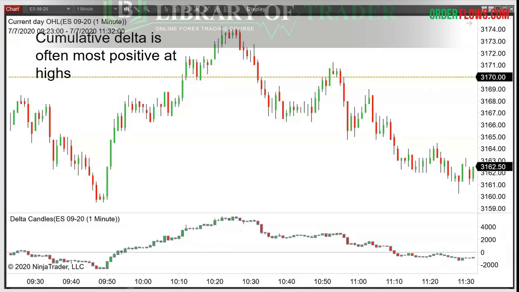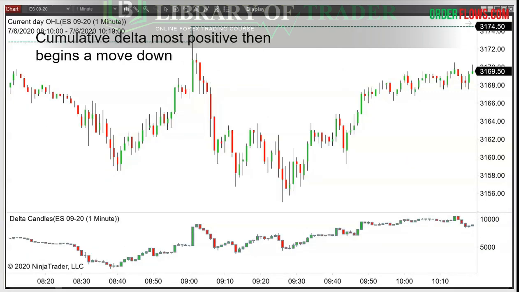Like I said, cumulative delta is most often positive at highs, right? Doesn't necessarily mean it's always its strongest at the highs, but generally speaking, at the highs of the day, that's when it's most positive, just as at lows of the day, it's most negative, right? You can see here, it's most positive at the high of the day, and we never came back down to zero. The zero line is way down here. This is 10,000. This is 5,000.